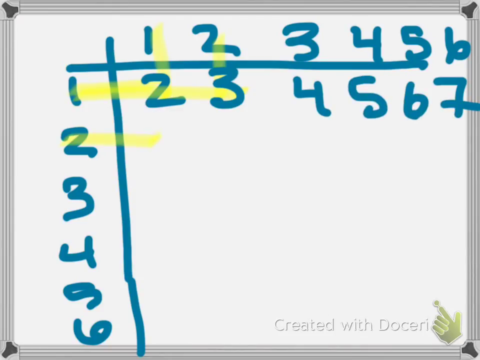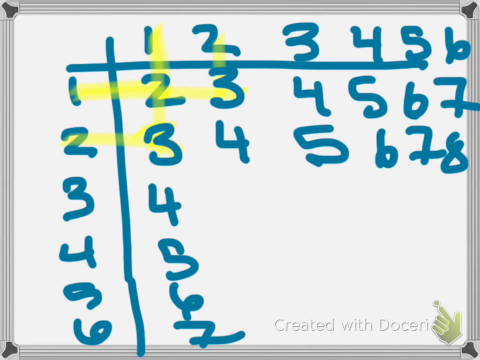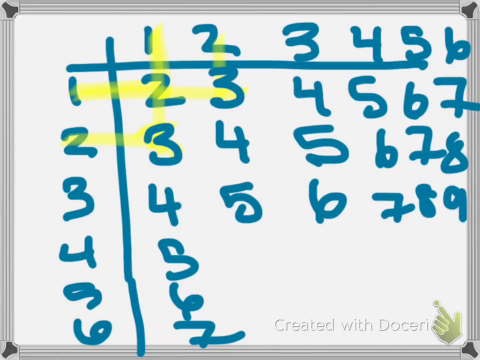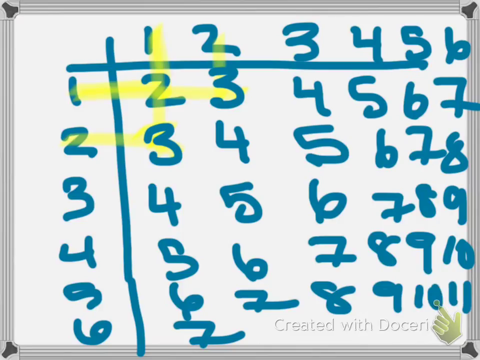The sum of rolling a 2 and a 1 is 3. 3, 4, 5, 6, 7, 8. Keep going here. 4, 5, 6, 7, right? 3 and 2 is 5, 6, 7, 8, 9, 6, 7, 8, 9, 10. 7, 8, 9, 10, 11. Then 6 and 2 is 8, 9, 10, 11, 12. Okay, so I'm going to go back to my other page now.